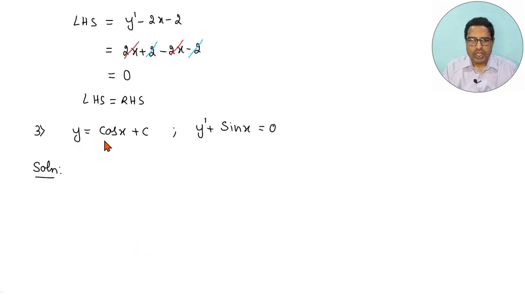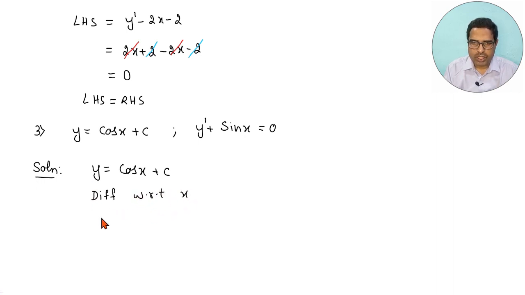The next question is y equals cos of x plus c, y dash plus sin x equals 0. So the given function is y equals cos of x plus c. Let us differentiate this y with respect to x. So the derivative of y with respect to x, dy by dx, equals cos of x differentiation, which is minus sin of x, plus the differentiation of the constant, which is 0. So dy by dx can be written as y dash.